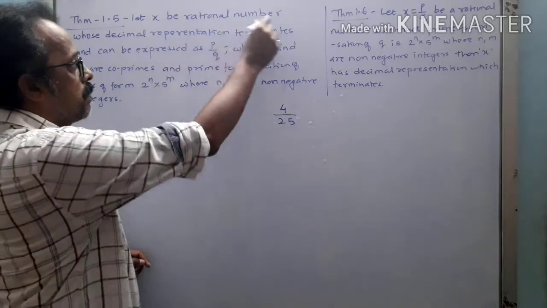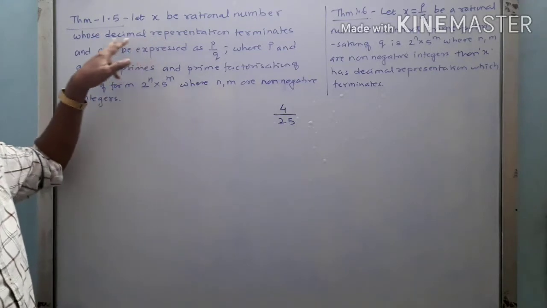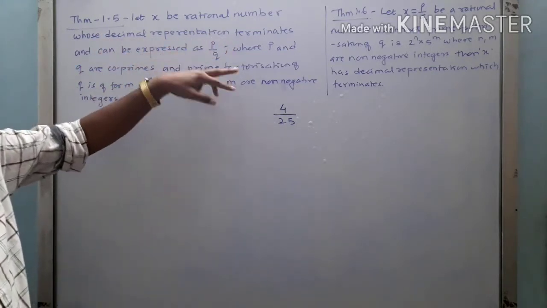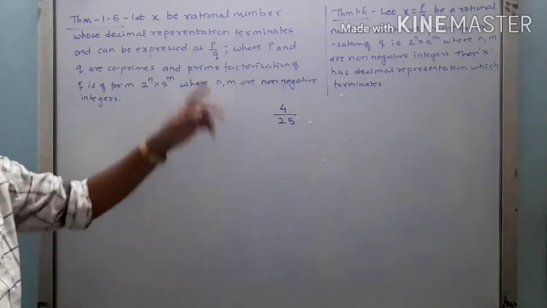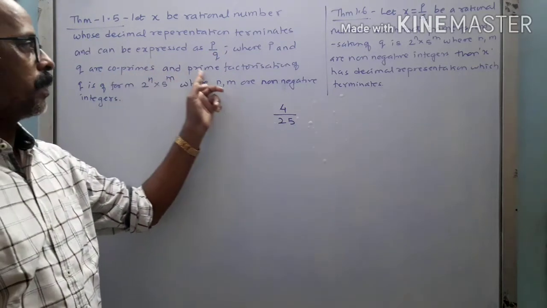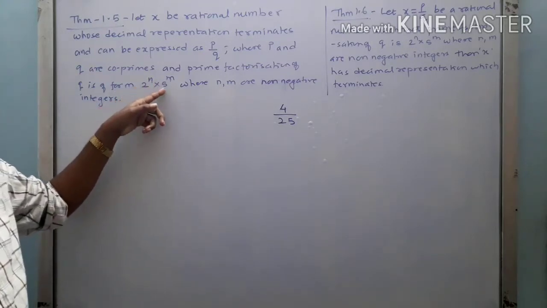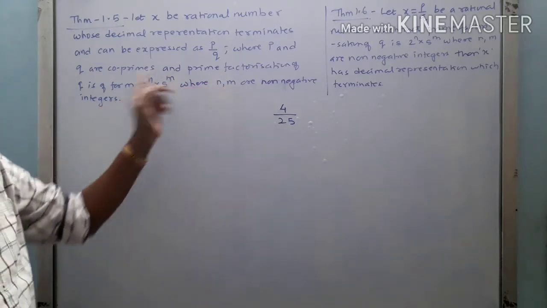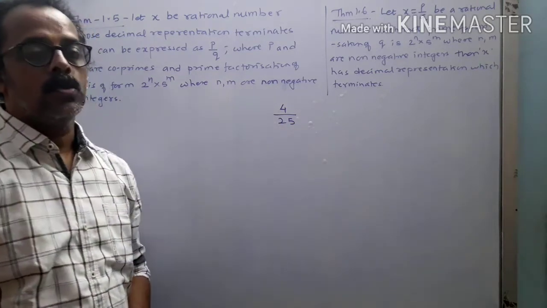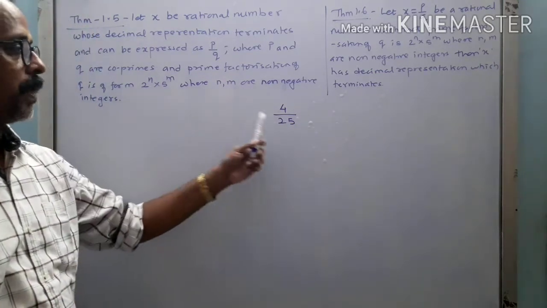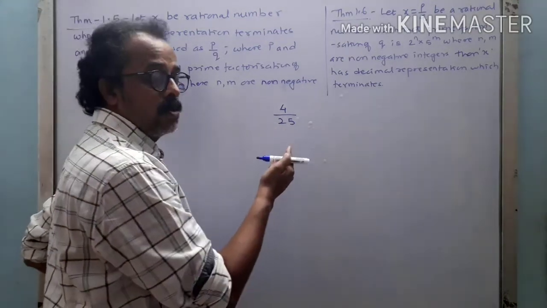Let us first read the theorem given to you. If x is a rational number whose decimal representation terminates, it can be expressed in the form p upon q, where p and q are co-primes and the prime factorization of q is of the form 2 raised to n, 5 raised to m, where n and m are non-negative integers. That means our denominator should be expressed in prime factors of 2's and 5's. Here you will say, sir, there are no 2's.